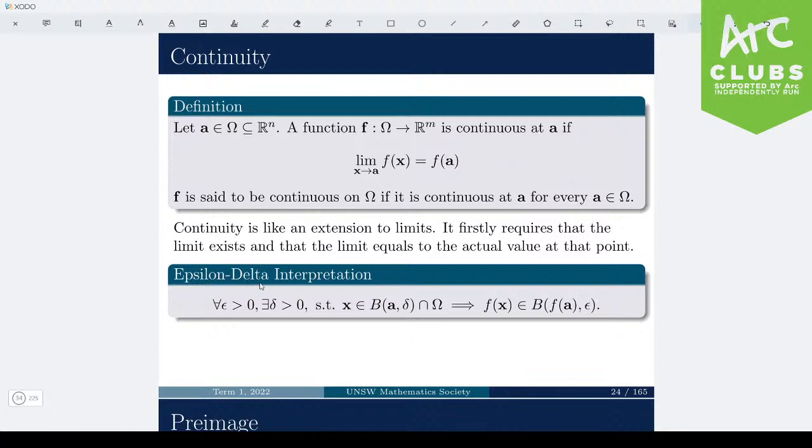Now, there's also an epsilon delta interpretation of continuity, and it's saying that for all epsilon greater than 0, there must exist a delta greater than 0, such that x being within the delta ball around A and in omega implies that f(x) lies within the epsilon ball around f(a). So it's very similar to one of the definitions I talked about before, except this time it's not punctured. So it's just a delta ball around A. You map it by f, and it becomes an epsilon ball around f(a). Okay. All right.